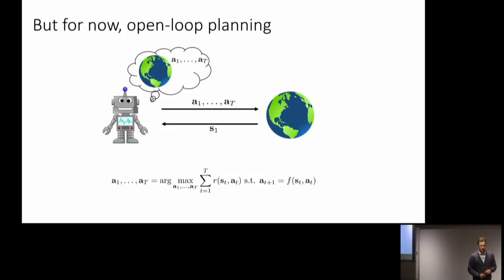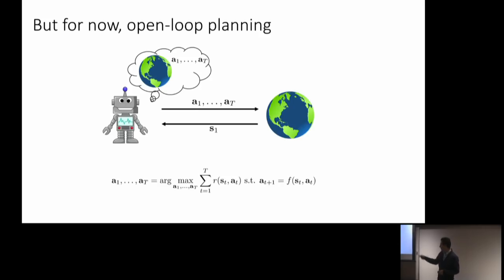But for now, we'll start by talking about open loop planning because it's easy to get a handle on, and in many cases, open loop planning could actually be good enough. So open loop planning means that you observe where you are in the environment, you emit a plan of action, a sequence of actions, and then you blindly execute those actions.